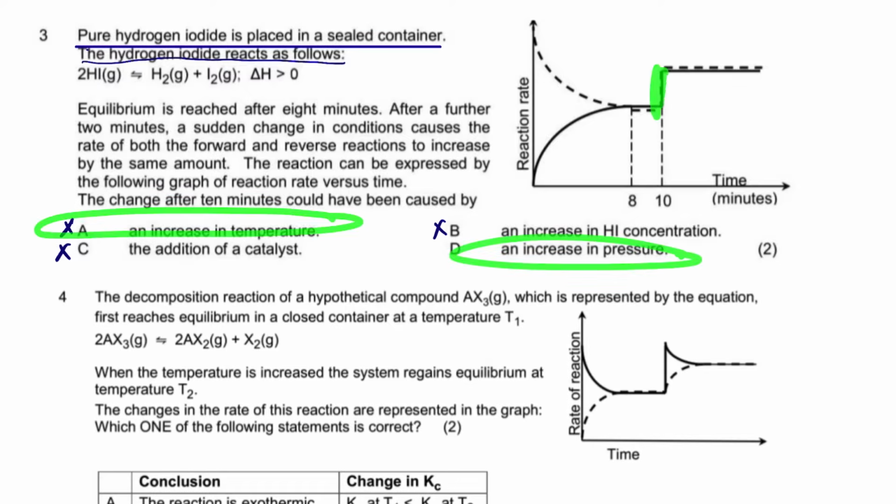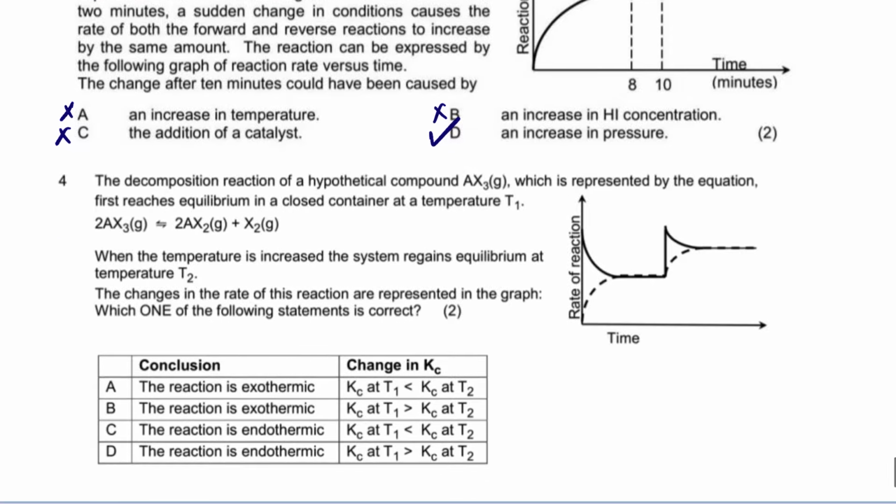But at the curve, we know this curve cannot be a temperature. The curve of a temperature is not like that, right? So it's the pressure. So the correct answer there is what? It's pressure. So it's D. Right, I hope I make sense by that, guys. Now let's look at number 4.